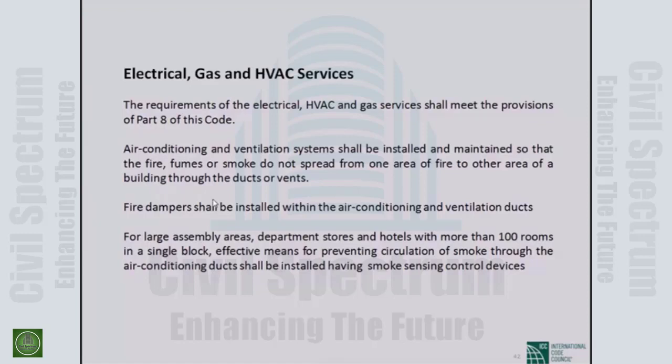Another thing for large assembly areas, departmental stores, hotels with more than 100 rooms in a single block: effective means of preventing circulation of smoke through the air conditioning duct shall be installed, having a smoke sensing control device. So you have to be very careful about the design of these areas, assemblies of this. You need to consider smoke sensing in a different way, particularly for large hotels and departmental stores. That area is different.